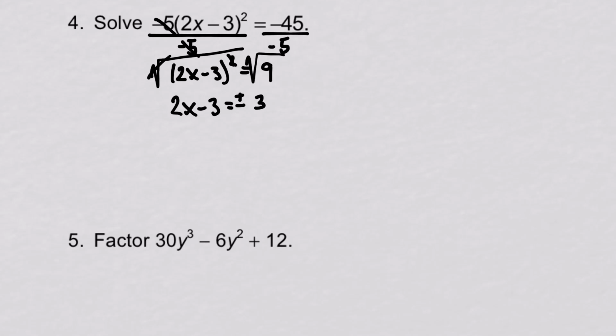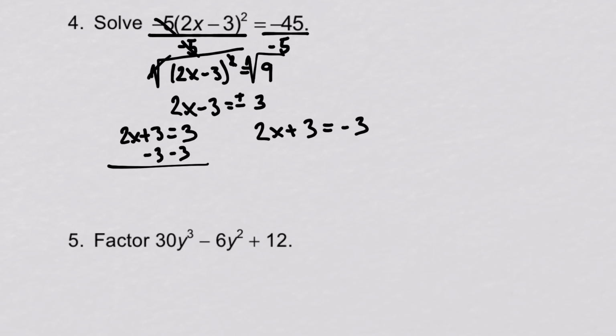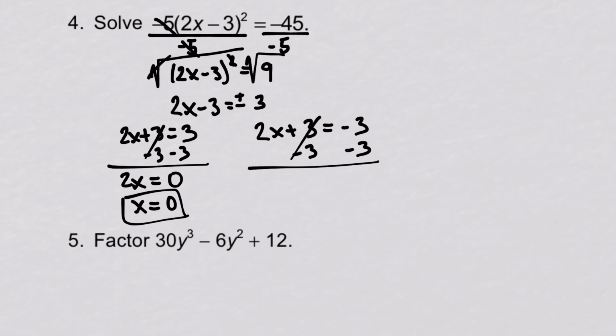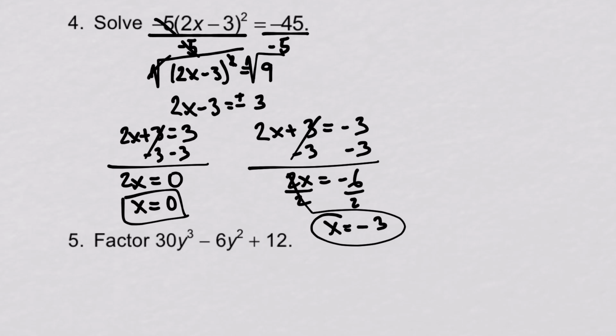I'm going to split it up into 2. 2x minus 3 is equal to 3, and 2x minus 3 is equal to negative 3. Solving the one on the left, I'm going to add 3 to both sides. 2x is equal to 6, which means that x is equal to 3. And the one on the right side, add 3 to both sides. 2x is equal to 0, which means that I divide by 2 and I get x equals 0. And those are your two solutions, 3 and 0.